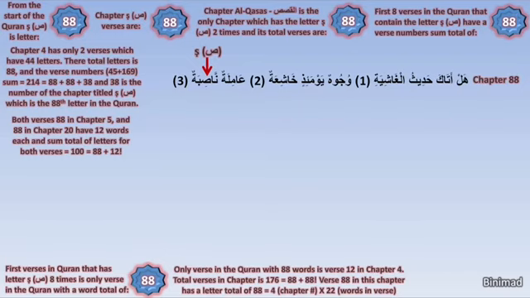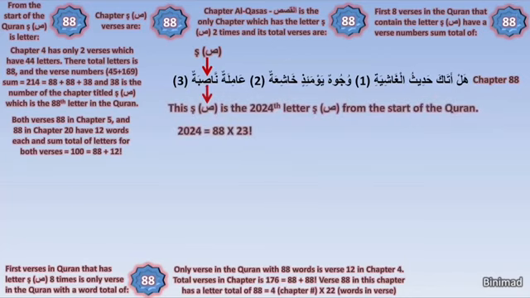This Sad is the 2024th Sad from the start of the Qur'an. Amazingly, it is a multiple of 88, as 88 times 23 equals 2024. You have seen already that Sad is the 88th letter from the start of the Qur'an, and 88 is also the number of this chapter. And generally, the letter had revolved concretely around the number 88.